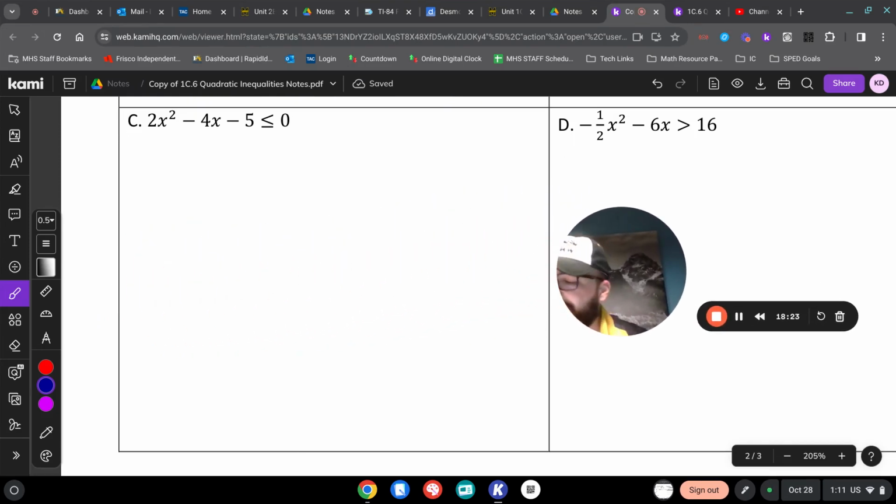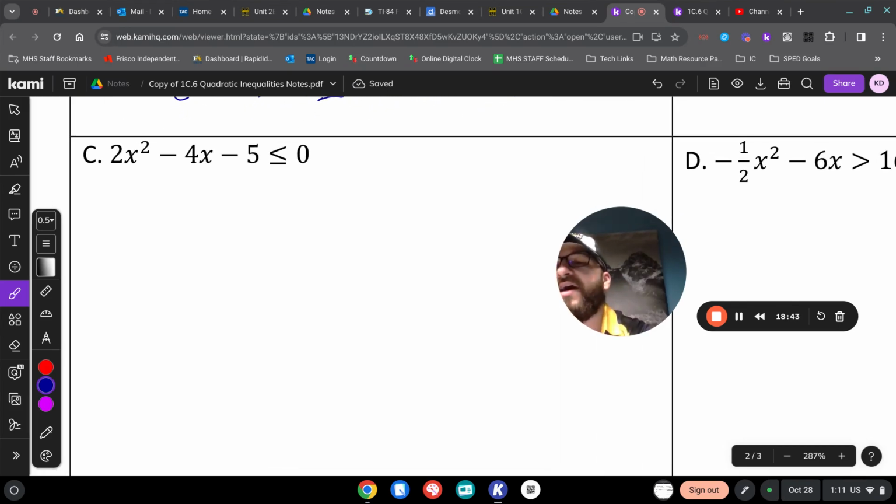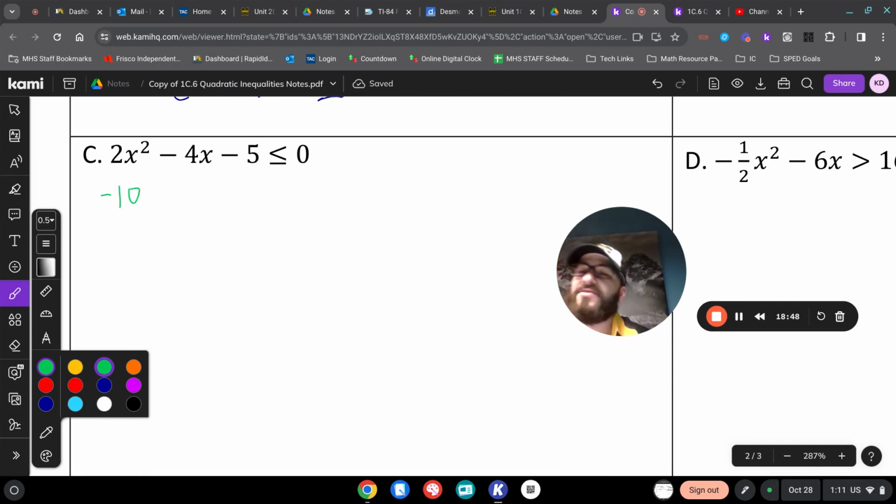Okay, so on C, we have 2x squared minus 4x minus 5 is less than or equal to 0. And here A is greater than 1, so we're looking for factors of that a times c term that add up to b. So if we do our a times c, 2 times -5 would of course give us -10. So we're looking for factors of -10 that would add up to make -4. Now the only factors of 10 are 1 and 10 and 2 and 5.